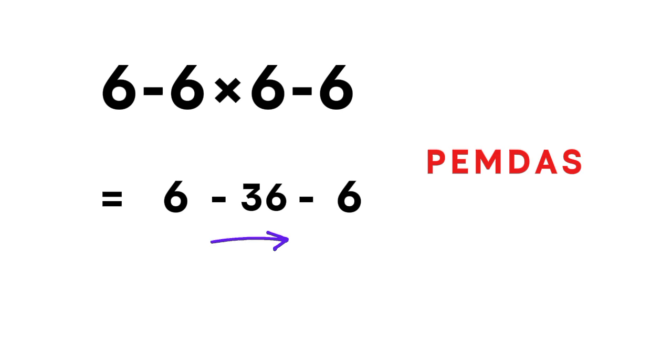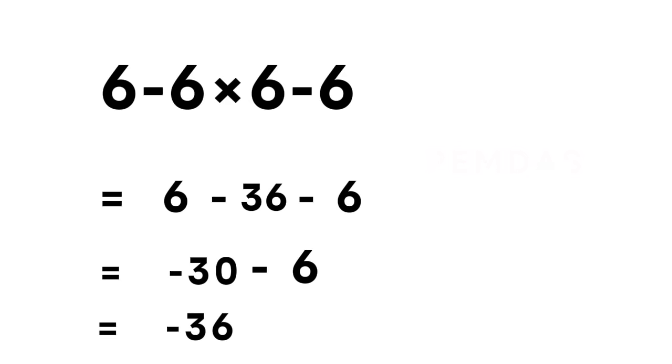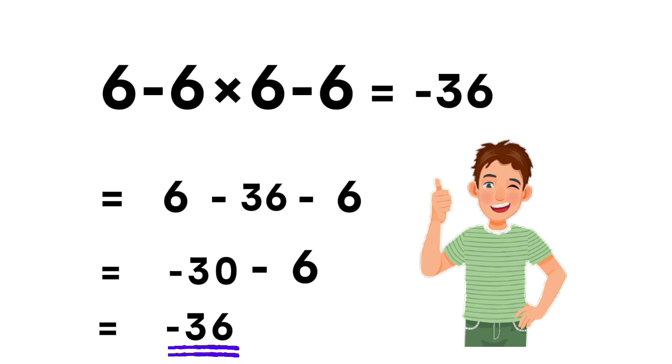Now we follow the left to right rule. 6 minus 36 gives us negative 30. And negative 30 minus 6 gives us negative 36. And that right there, negative 36, is the real correct answer.